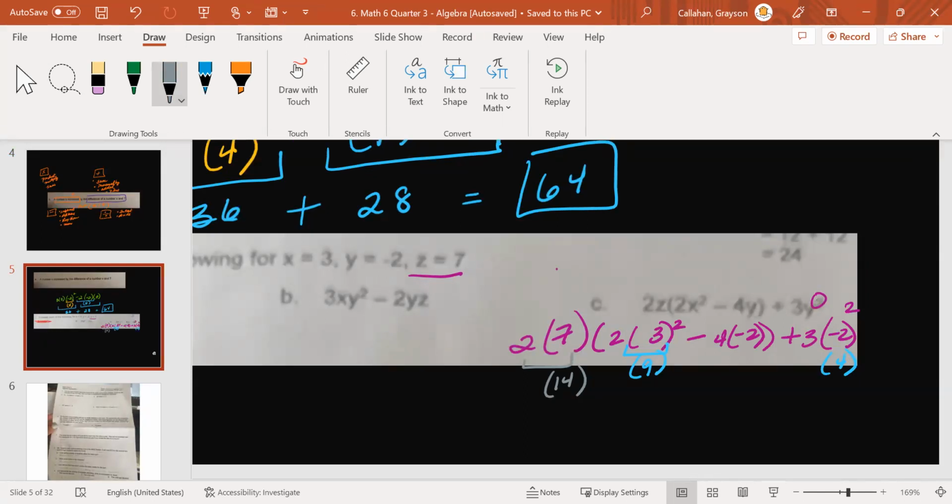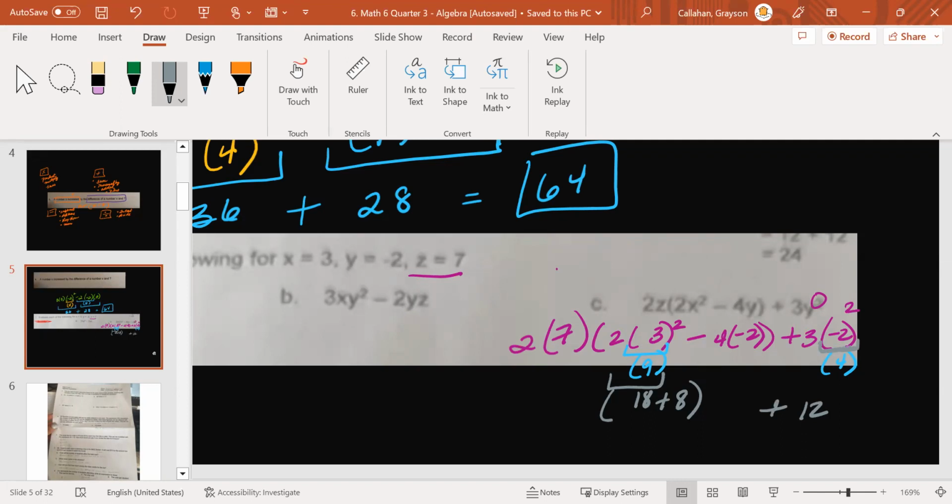What do you do? 2 times 9 is 18. Good. Minus 4 times -2. You already did that. Oh. So -4 times -2 is 8. Positive or negative? Positive. Okay. Next. 3 times -2 is -6. No. We already did this. We replaced this with a positive 4. 3 times 4 is?